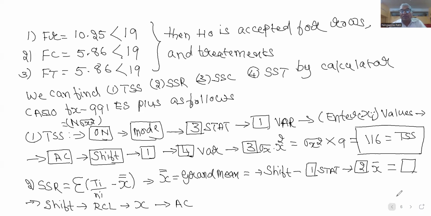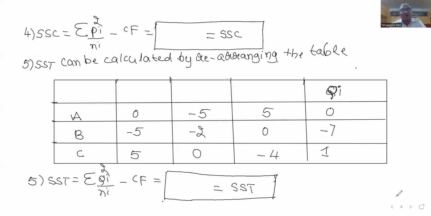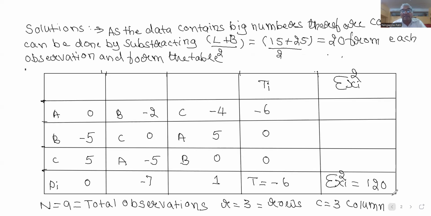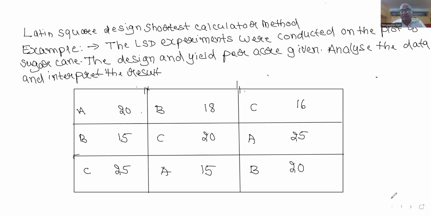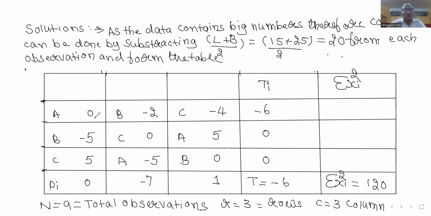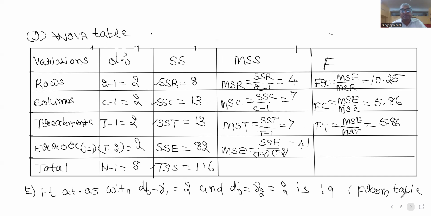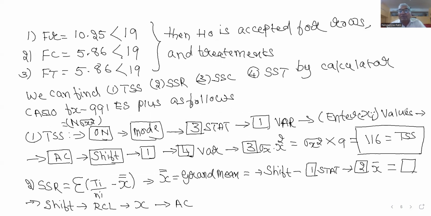Enter all the values here, my dear students. These are: 0 equal to button, minus 2 equal to button, minus 4 equal to button, minus 5 equal to button, 0 equal to button, plus 5 equal to button, 5 equal to button, minus 5 equal to button, 0 equal to button, AC button. Now, all the values are entered.